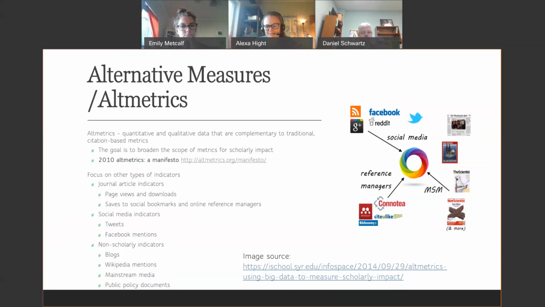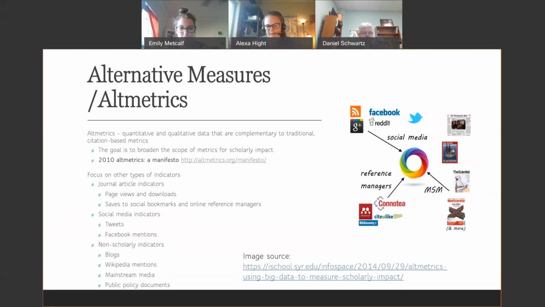social media, it's a huge part of our life. Twitter, I follow a lot of librarians in my field on Twitter, and I read things and find things out. My last slide includes an infographic that a former classmate of mine shared this morning, and I asked her if I could borrow it. Facebook mentions, and then non-scholarly indicators like blogs, Wikipedia, mainstream media, and public policy documents. So this might actually relate to your work, Daniel.